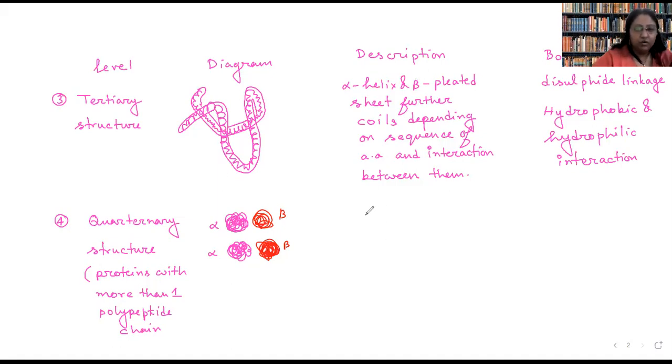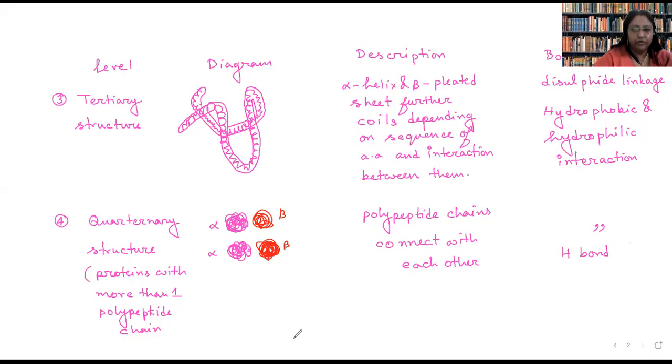So polypeptide chains connect with each other. What are the interactions or bonds helping in this? These are the same bonds: hydrophobic-hydrophilic interaction and disulfide linkage. But other than that, hydrogen bonds are also functioning in some cases. So that is all about the structural organization of protein.